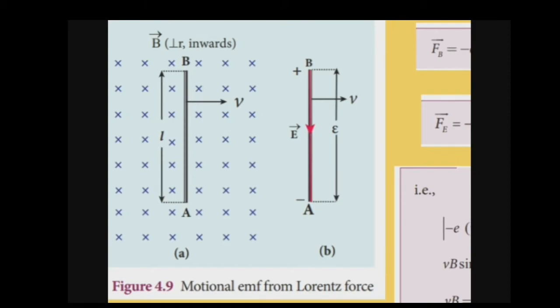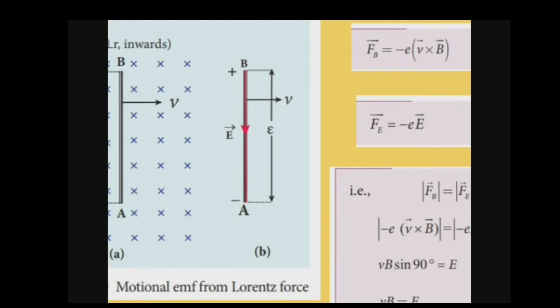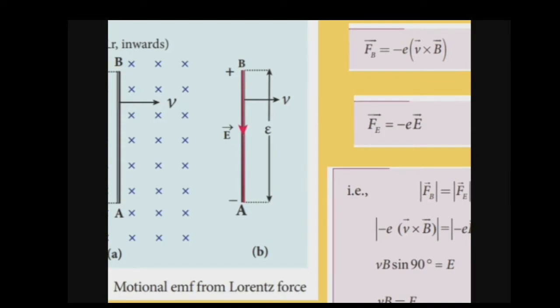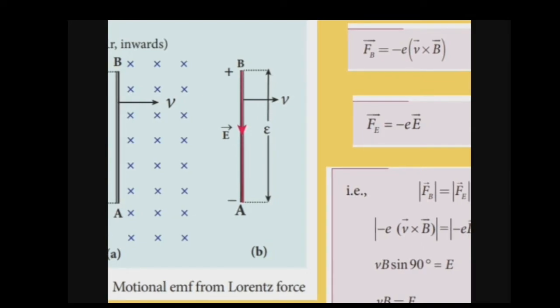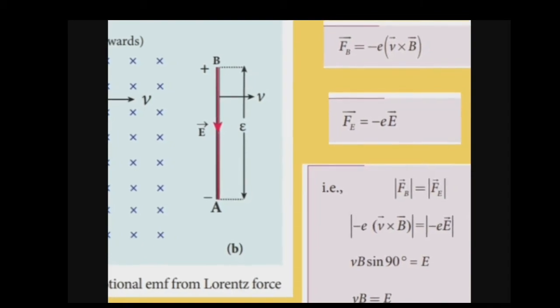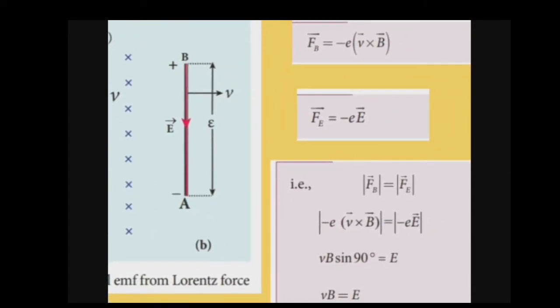As a result, a Lorentz force acts on the free electrons in the direction from B to A. So we get the formula: Lorentz force F_B vector is equal to -e (v vector × B vector). Now the free electrons produce an electric field E vector. So the Coulomb force F_E vector is equal to -e E vector.